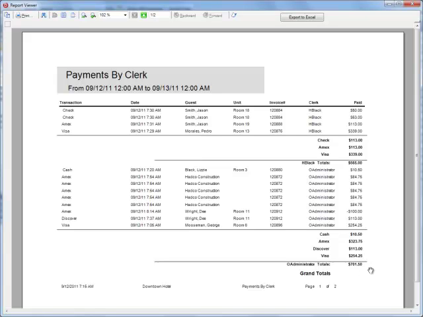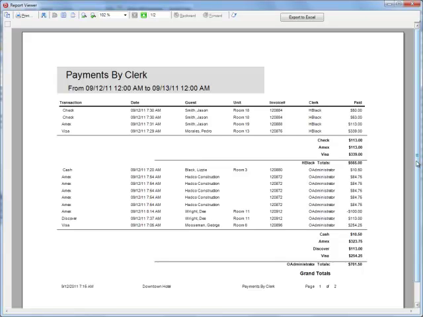Grand totals, which include all payments received by all clerks, are shown at the bottom of the report. Totals are broken down by payment type. Use this report to batch out your credit card terminal at the property each night. The credit card payments received should match your credit card terminals at batch.